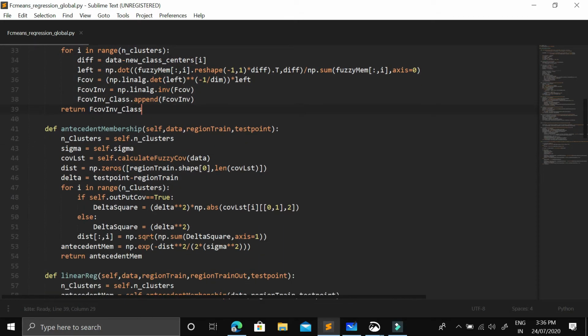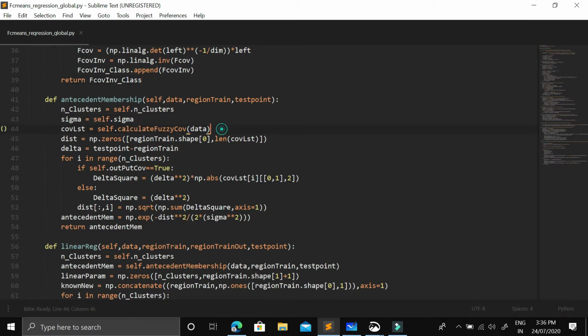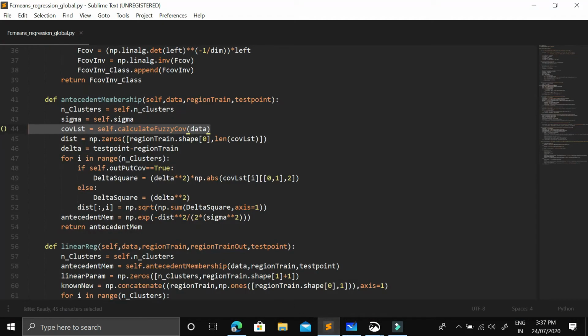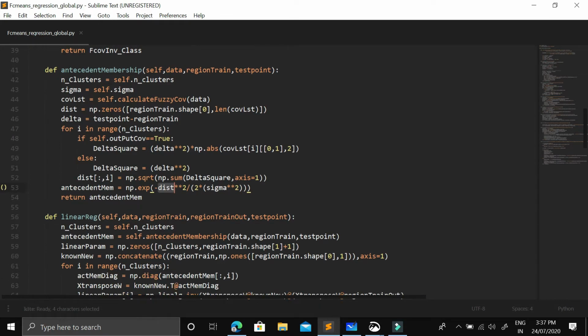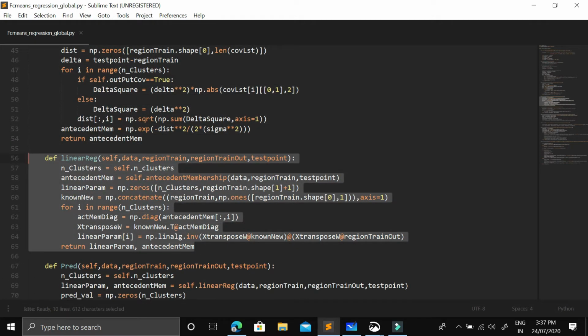Then we find the antecedent membership making use of this fuzzy covariance matrix. Using this fuzzy covariance matrix we calculate these antecedent membership values. Just let me show you. This sigma is used for the search neighborhood. This is finding the exponential of minus distance to the power 2. I hope till now we are clear. So leave this function for now.